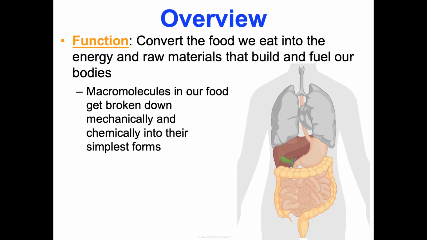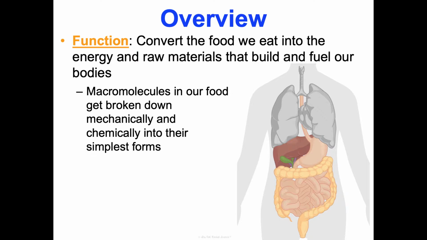So the macromolecules in our food, those carbs, lipids, proteins that we've been talking about since biology 1, they get broken down mechanically and chemically into their simplest form. So we're physically going to break them down so they have a lot of surface area, and then we're going to use enzymes to digest them chemically as well. And we really want to be as efficient as possible and not waste things, which is kind of a theme you'll see throughout this unit. And that's something that your body has gotten really good at doing.